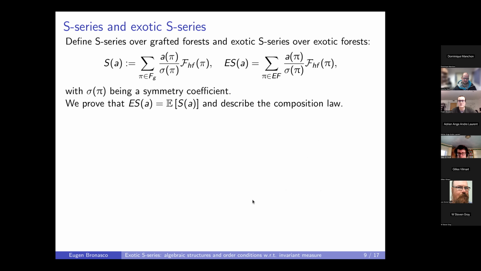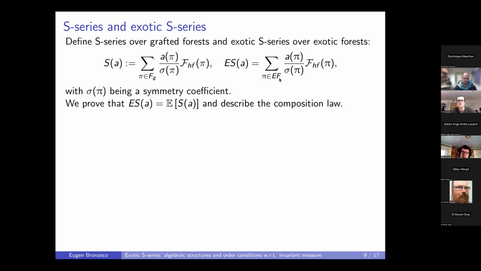So here we have a definition of, or actually two definitions of, S-series. So we have S-series over grafted forests and exotic S-series, which are S-series over exotic forests. We see that their definitions are almost identical, with the only exception that the sums are taken over different sets. So in the case of a series over grafted forests, we have a formal sum over grafted forests, and in the case of exotic series, we take a sum over exotic forests.